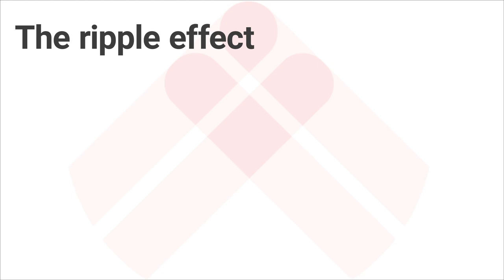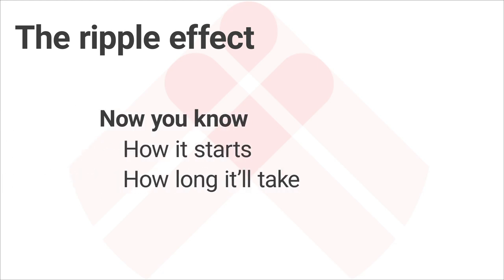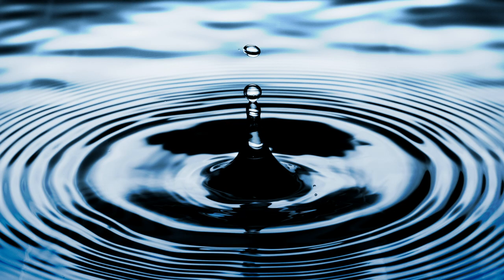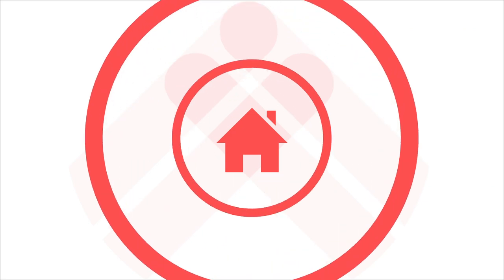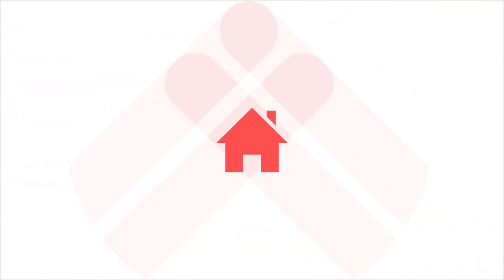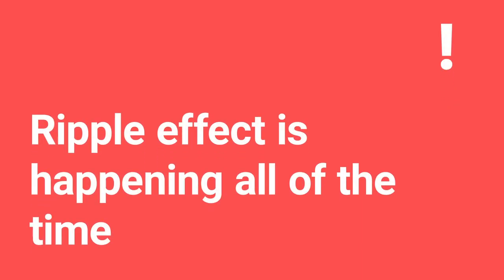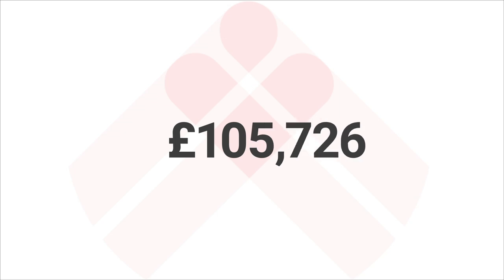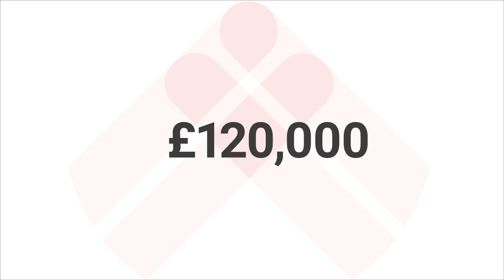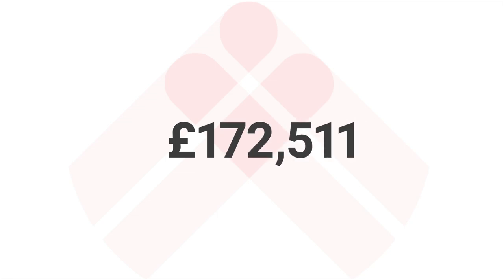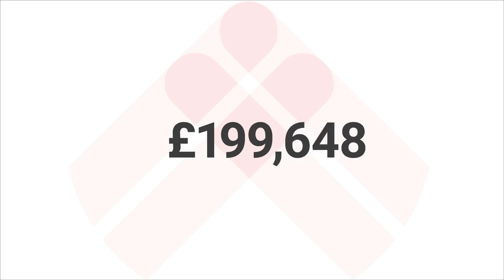So we've very quickly covered off the ripple effect, how it starts and how long it'll take. Now if you've watched and listened to the last two modules, you might be thinking, how far does the ripple effect go? And this is a tricky one to answer. Like the stone in the ocean we referred to at the start, the ripple goes from the middle outwards, but its force weakens the further it goes from the centre. Now remember, the ripple effect is happening all of the time. It might be a gradual ripple where prices are slowly getting higher and people need to look further afield, or there might be a huge catalyst like a new transport link, for example. It might happen at different paces in different locations, but it is happening.